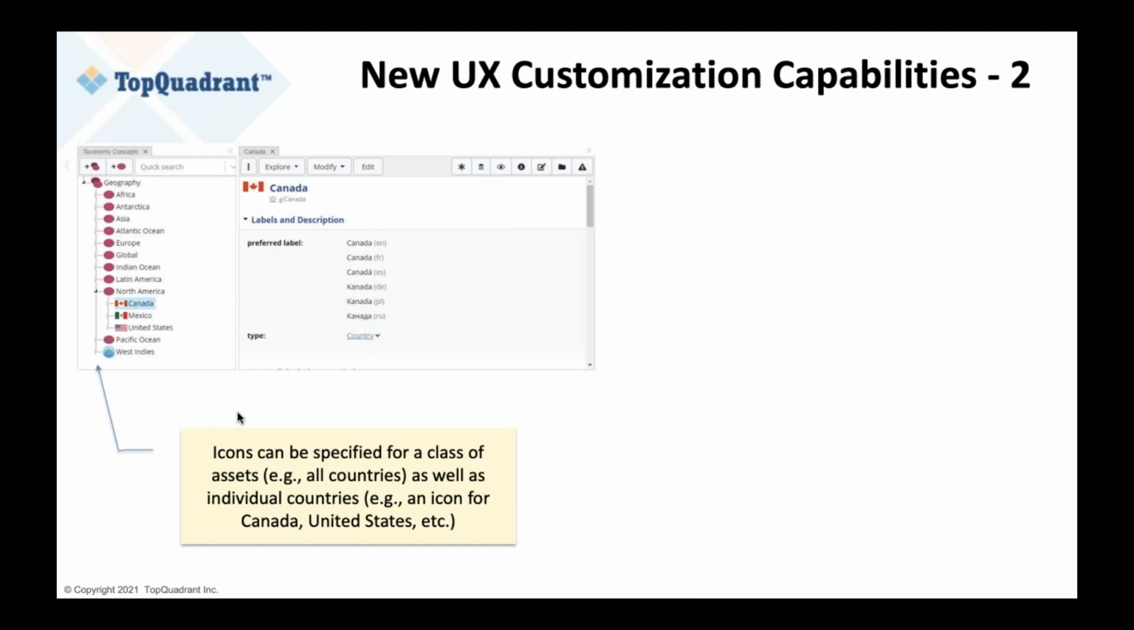Or they could be specified for a type or a class. So let's say all the islands would have this type of icon, as we see here for West Indies. So that's a very useful feature. We think that allows you to bring in custom types of assets with their custom icons.